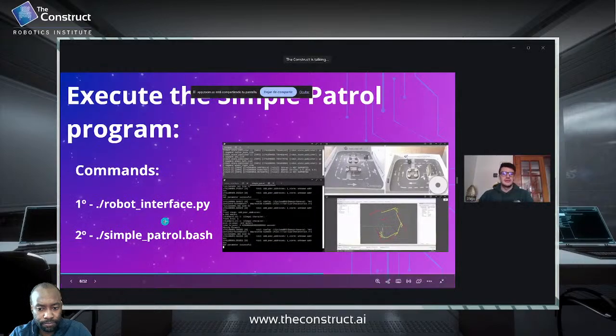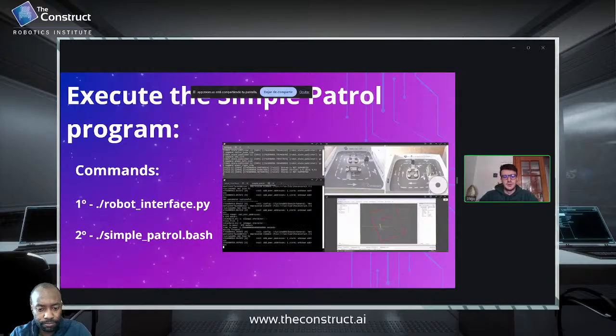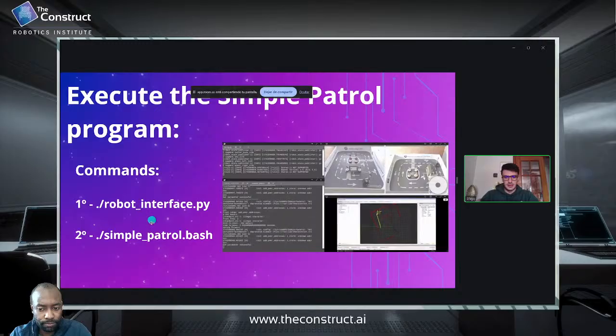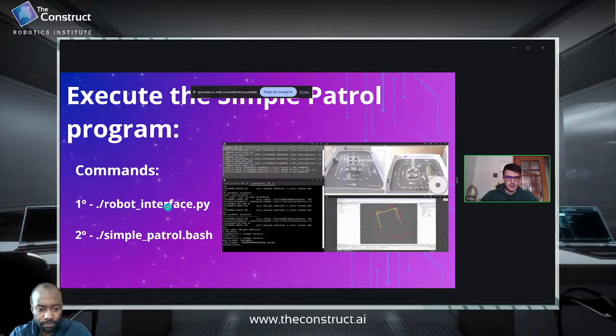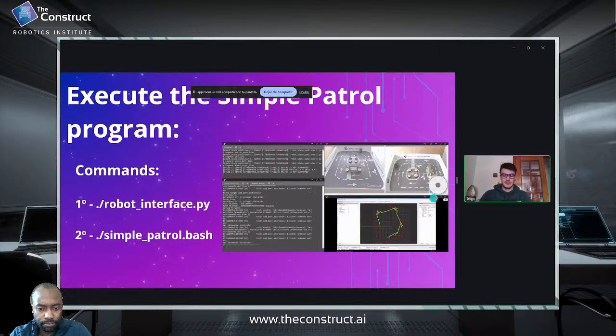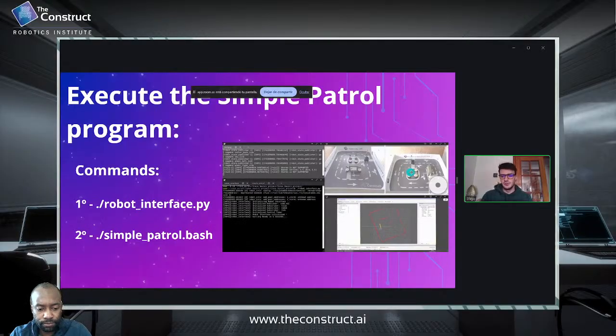So after that, they told us to execute the simplepatrol program. So we go to the directories where we have the 2 files in 2 different terminals. First, we execute these programs, and after that, we are able to execute the simplepatrol bash file, and we will see that the robot will do a simple patrol, moving around the scenario.